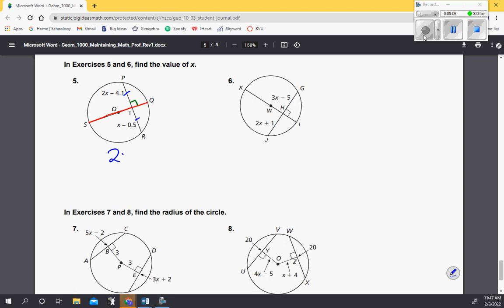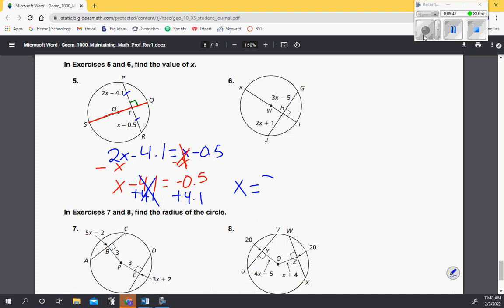So we can set up the equation 2x minus 4.1 is equal to x minus 0.5. This is where we just have to solve algebraically. Let's subtract x from both sides, to get x minus 4.1 is equal to negative 0.5. And we're going to add 4.1 to both sides. Just get us x by itself, which is what we want, and x is equal to 3.6.